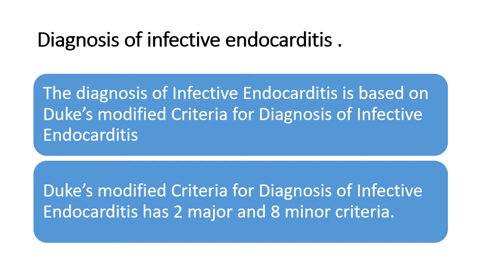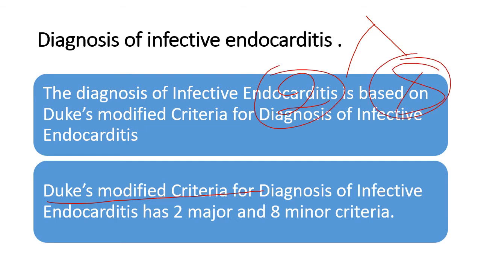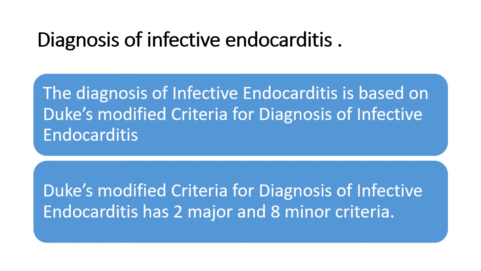The diagnosis of infective endocarditis, as I said, is made based on what we call the modified Duke's criteria. So to make a diagnosis of infective endocarditis, we have the criteria used, and these criteria are known as the modified Duke's criteria. They are grouped into two groups: we have major criteria, of which there are two, and we have minor criteria, which are eight. So to make a diagnosis of infective endocarditis, please use the modified Duke's criteria, having major criteria, the two, and the minor criteria, which are eight.